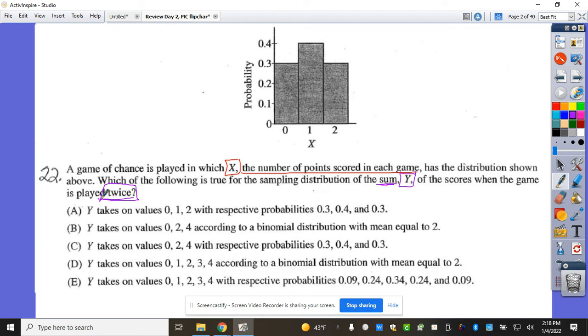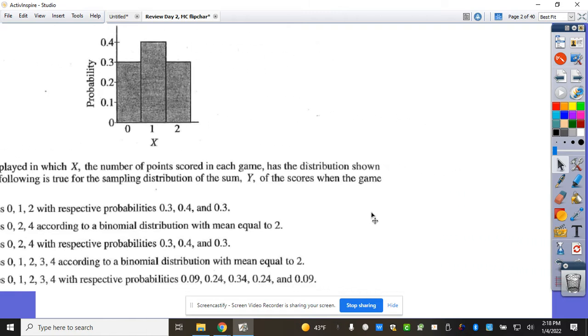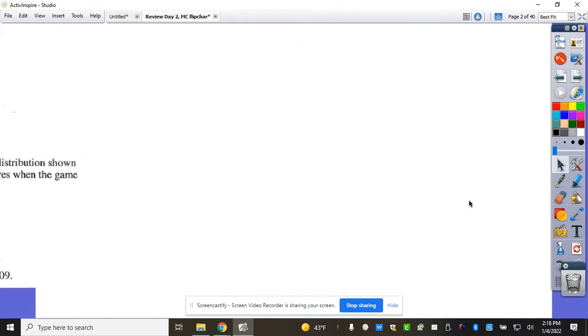So I'm going to start this problem the way you should have done this problem, and then go backwards from there. And I don't know that everybody would think to do exactly what it is that I'm doing. So I played the game once. What are my possible options for points I could get? 0, 1, 2. What is the probability that I got 0 points? Look at the chart. 0.3. 0.3 was probability that I got 1 point, 0.4, and then 0.3.